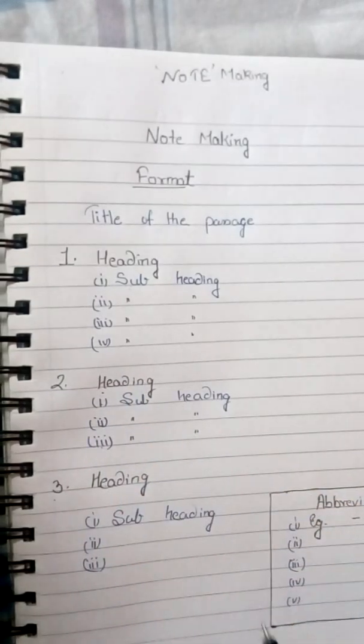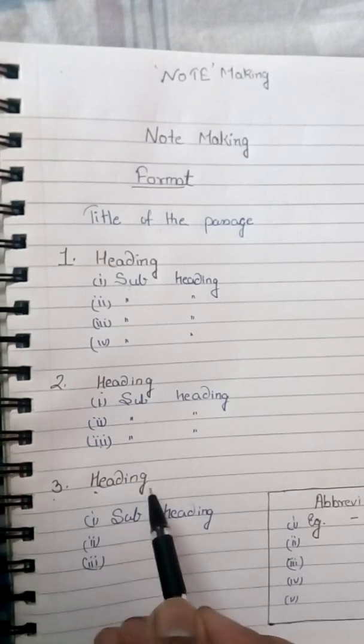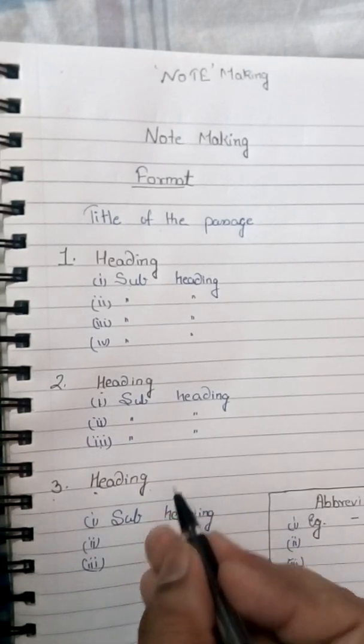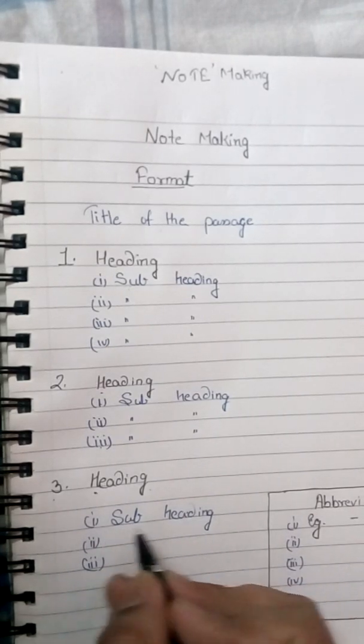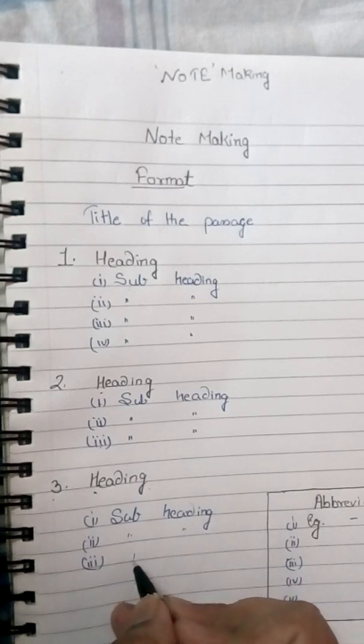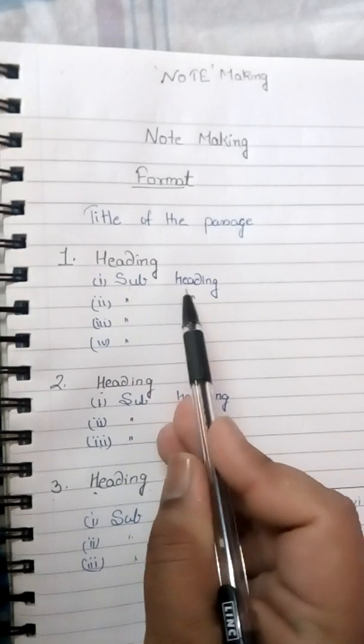In the same way, for paragraph number 3, extract the main heading from the paragraph. Then whatever is being discussed in that paragraph, make it into subheadings. Subheading number 1, subheading number 2, subheading number 3. And try to use abbreviations in all these subheadings.